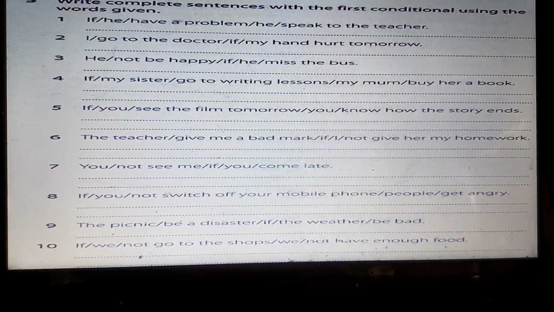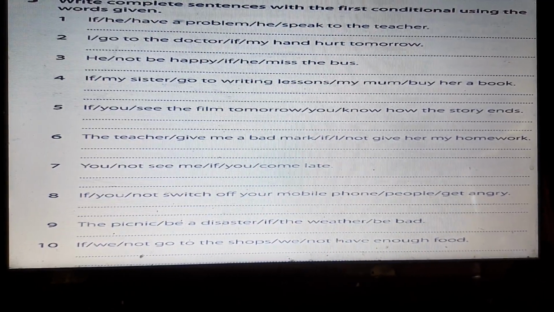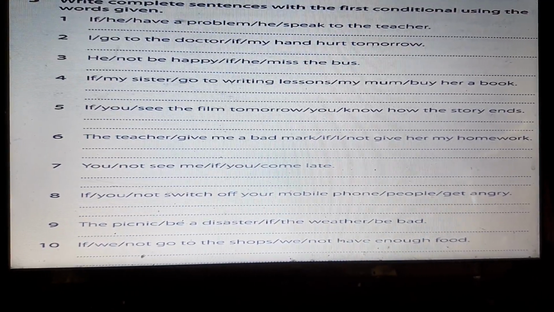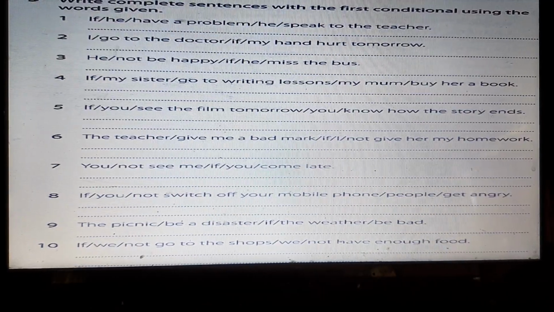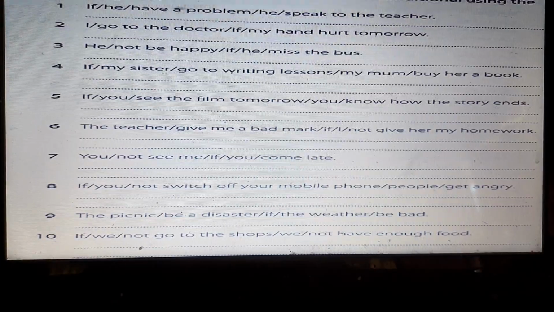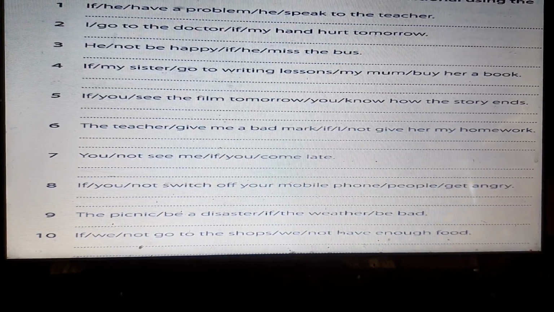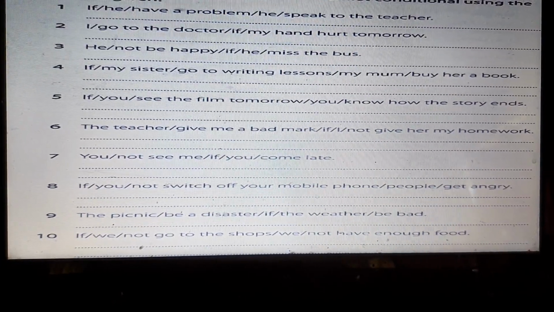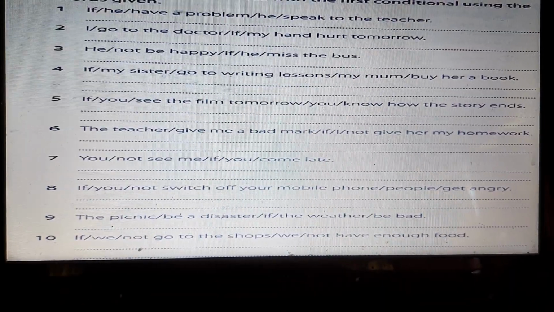Number 8, if you not switch off your mobile phone, people get angry. Okay فبنقول if you don't switch لأنه عندنا اليو بتاخد do بالنفي. If you don't switch off your mobile, what will happen? People will get angry.